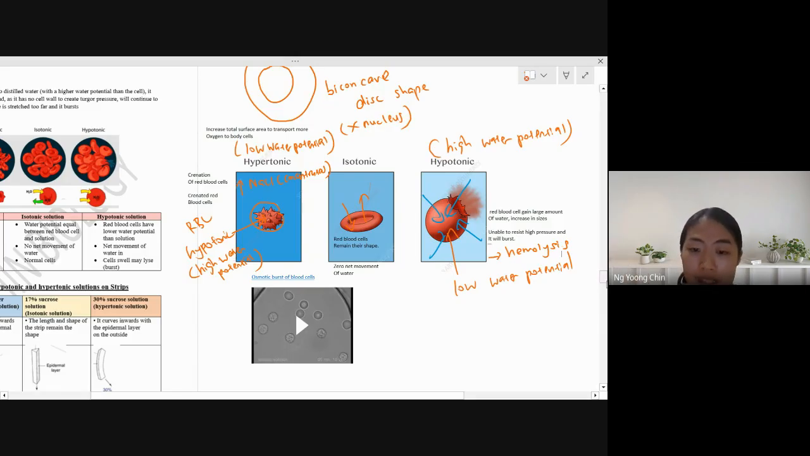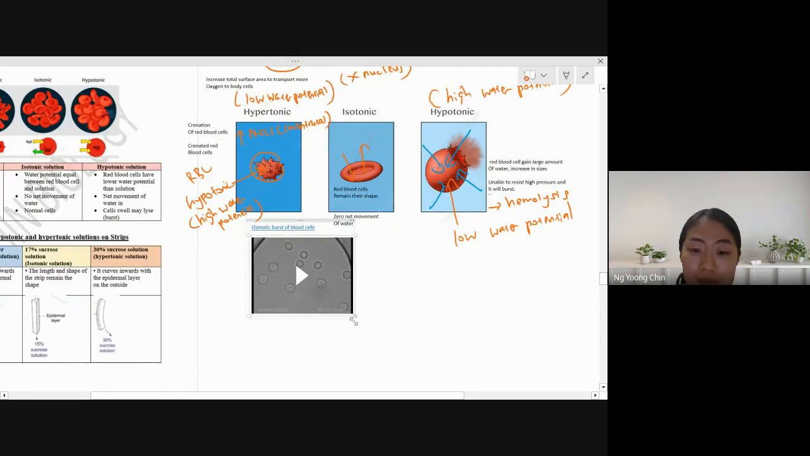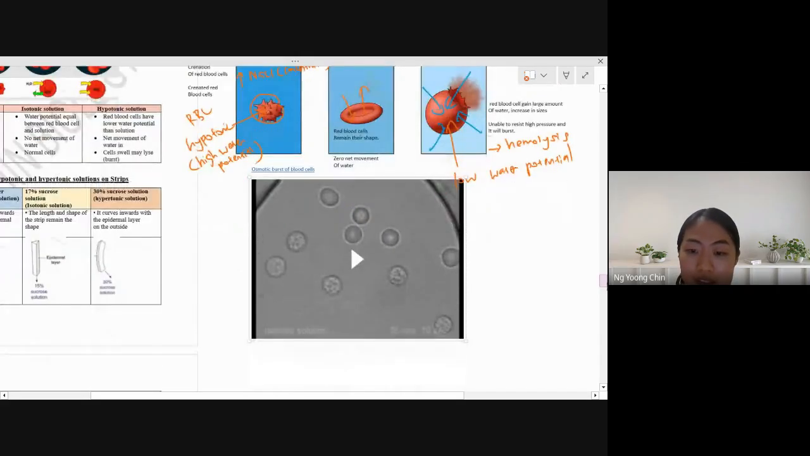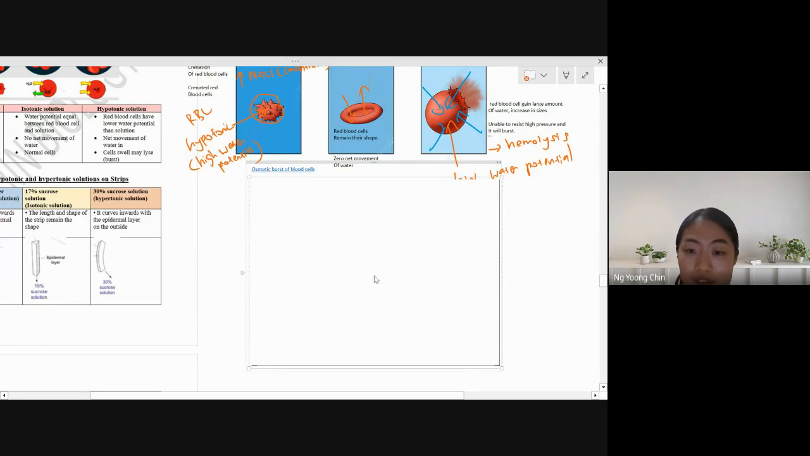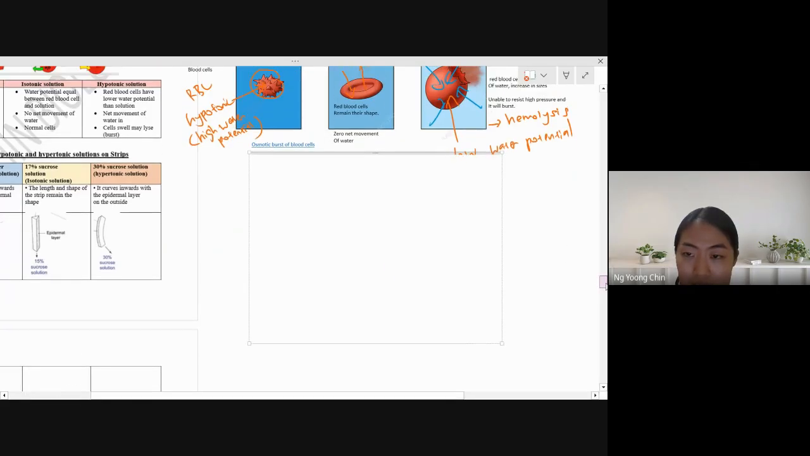So you can have a look at how the red blood cell is burst. This is a very short video. I show you how the red blood cell is burst because water flows inside. Hemolysis. Okay. I think the internet is not in good connection now.